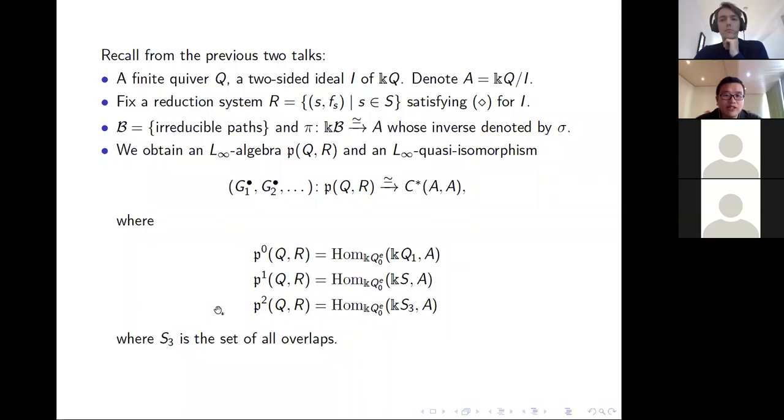In order to study the deformations from this L infinity algebra, we need to look at the following spaces in degree 0, degree 1, and degree 2. In degree 0, we have the Hom space of KQ0-bimodules from the arrows to the algebra A. In degree 1, we have the Hom space from S to A. And in degree 2, we have the Hom space from S3 to A. Here S3 is the set of all overlaps. By overlap, I mean a path which contains two subpaths in S that overlap, so this means they have a common non-trivial path.